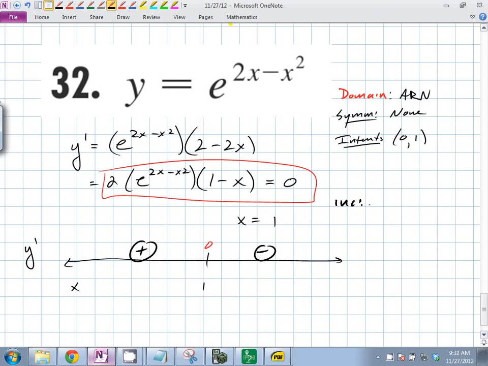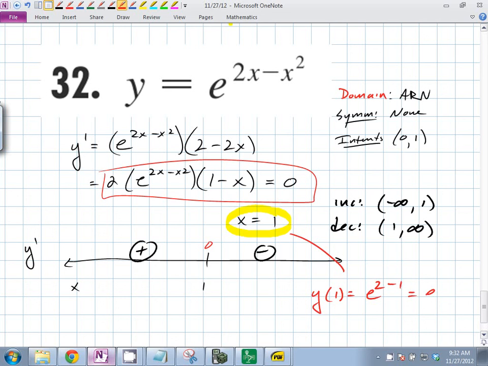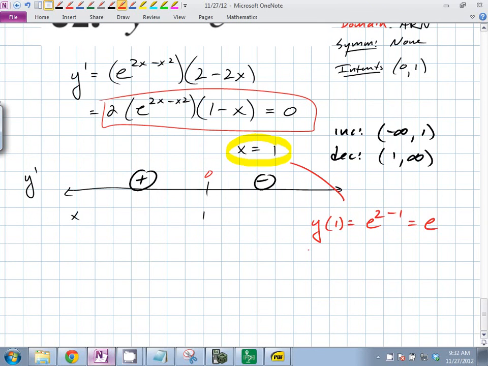What else should we find? Y value. So what's y evaluated at 1? It's going to be e to the 2 minus 1, which is e. So we know 1 comma e is what? It's going up and then down. So it's actually an absolute max because it's going up to it and then it's going down. Can it ever go above it? No. Let's talk about asymptotes first.